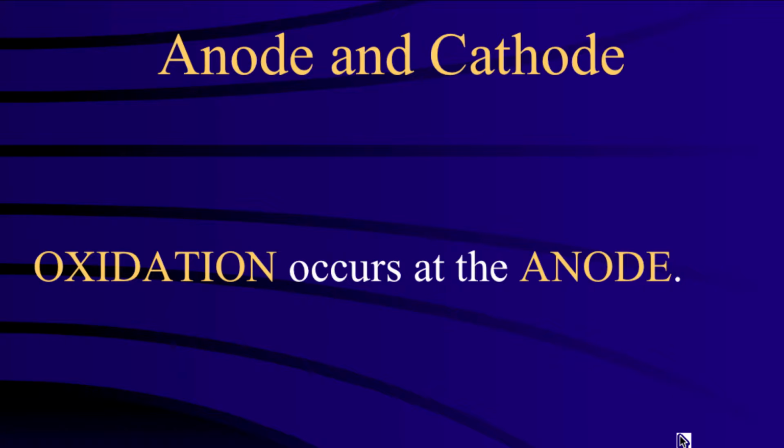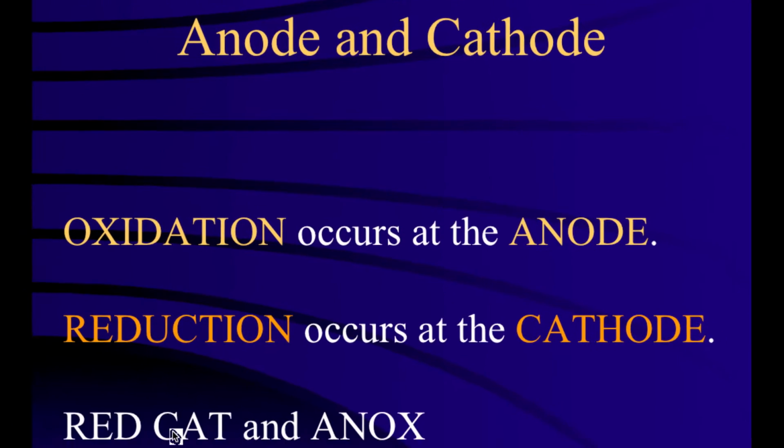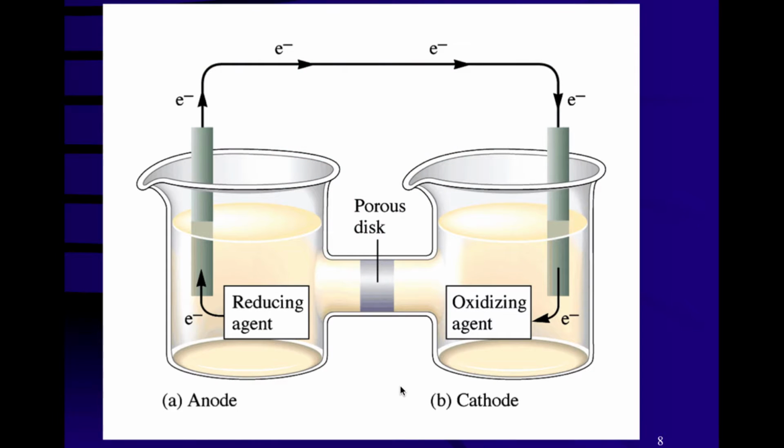You guys need to know some basic definitions of anode and cathode. If you can remember that oxidation, taking electrons away, always occurs at an anode, and reduction, gaining electrons, always occurs at the cathode. And if you can remember red cat and an ox: reduction at the cathode, at the anode is where oxidation happens. So we can look here, anode, what happens at the anode, an ox, so that's where oxidation happens.